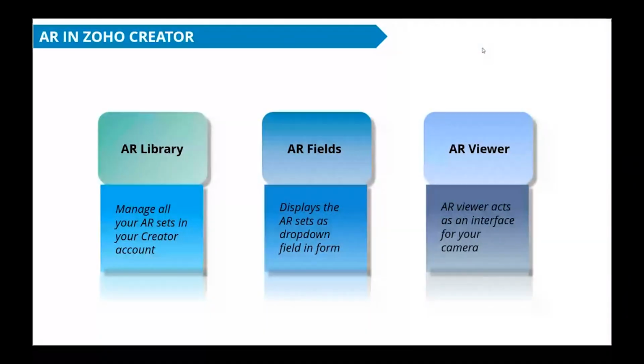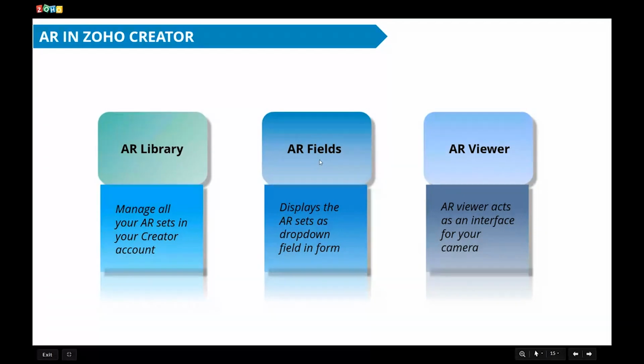In Zoho Creator, AR can be carried out in 3 steps. First, we have something called the AR library. The AR library is the place where I upload all my AR sets into Creator. AR sets include the pictures, the 3D pictures of the property. After uploading all my AR sets in the AR library, I'll be using those AR sets in my form. So here AR fields come into action.